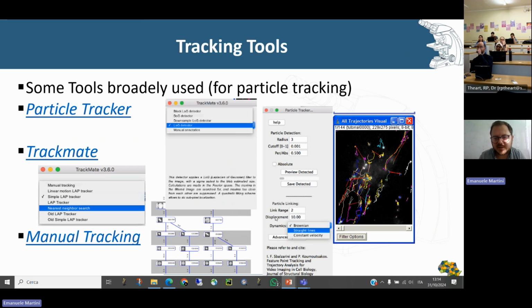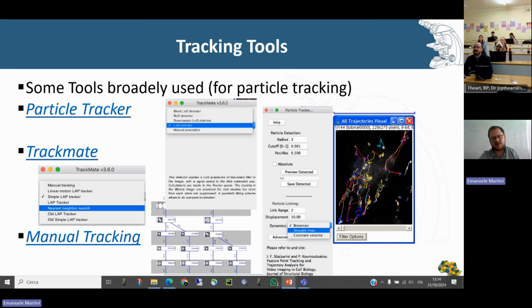Then you can see some other parameters that are always present in tracking algorithms, which is the displacement. So let's say the longest distance you expect a particle to move in one frame. It's like telling the algorithm not to search for particles at a distance of more than 10 pixels or 10 microns.